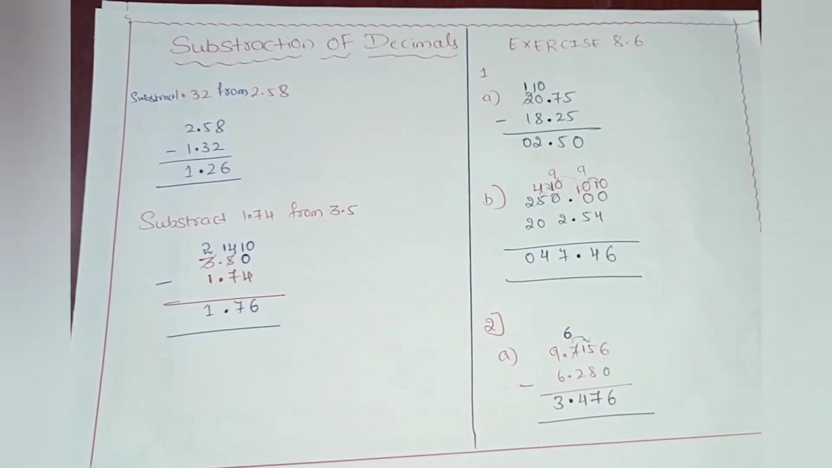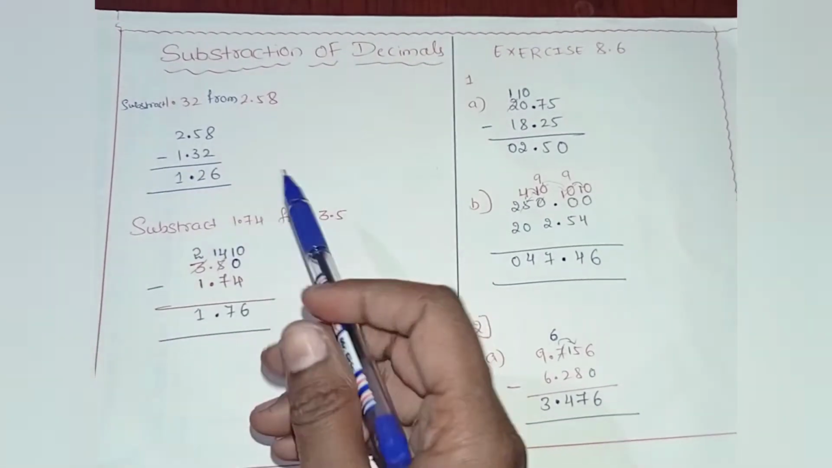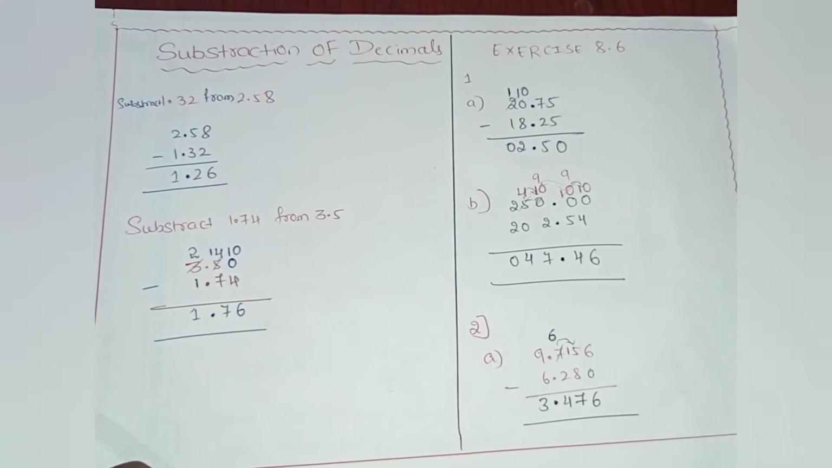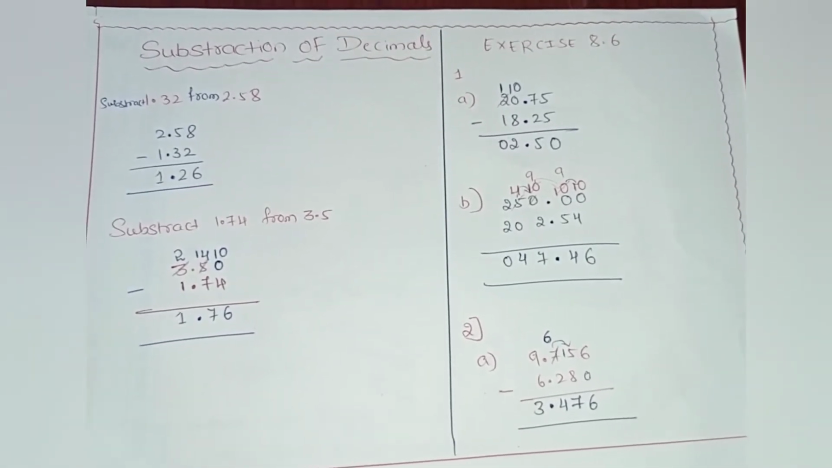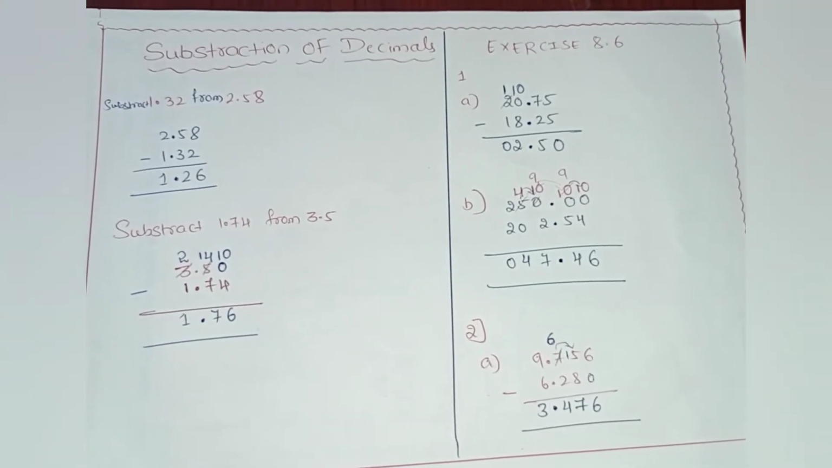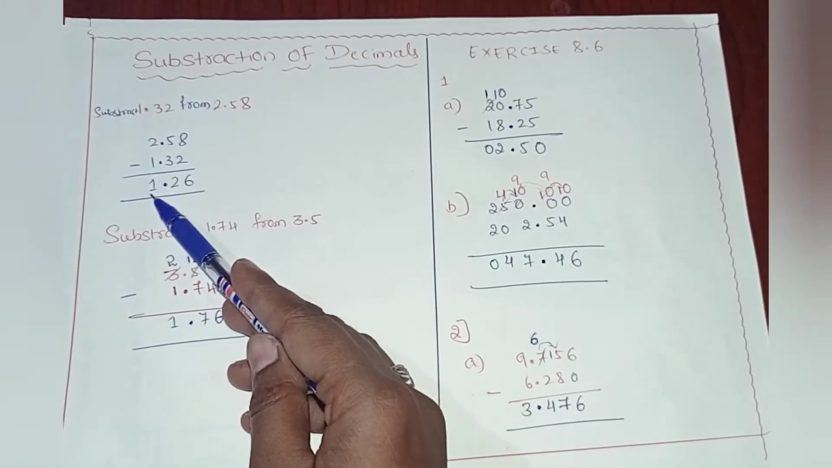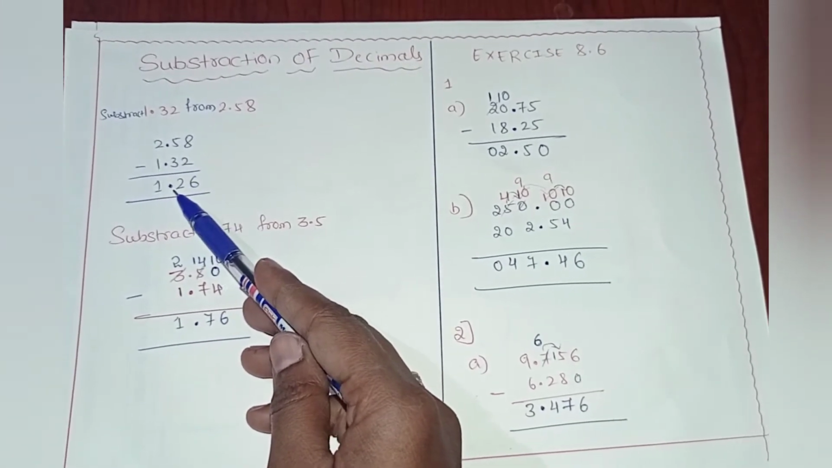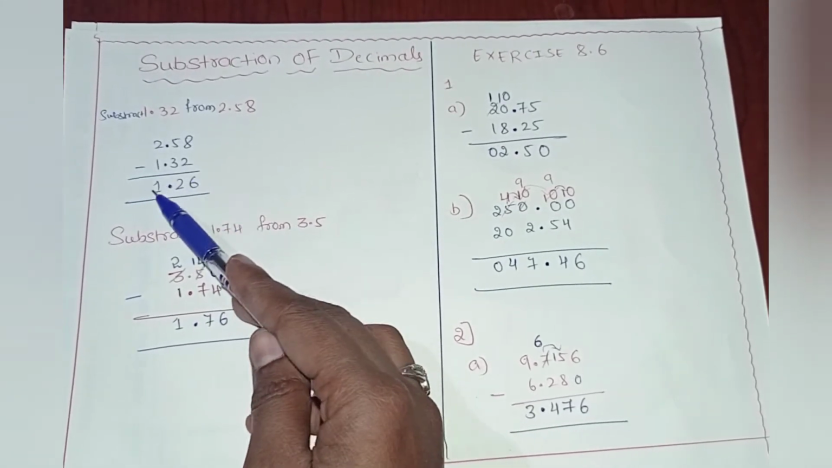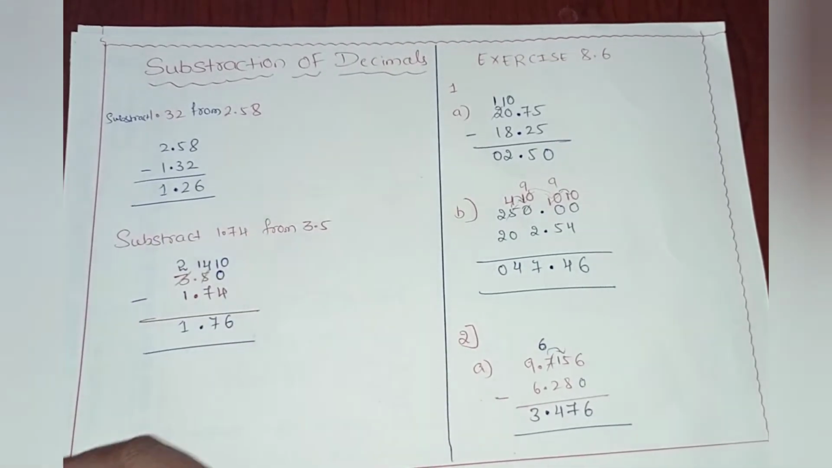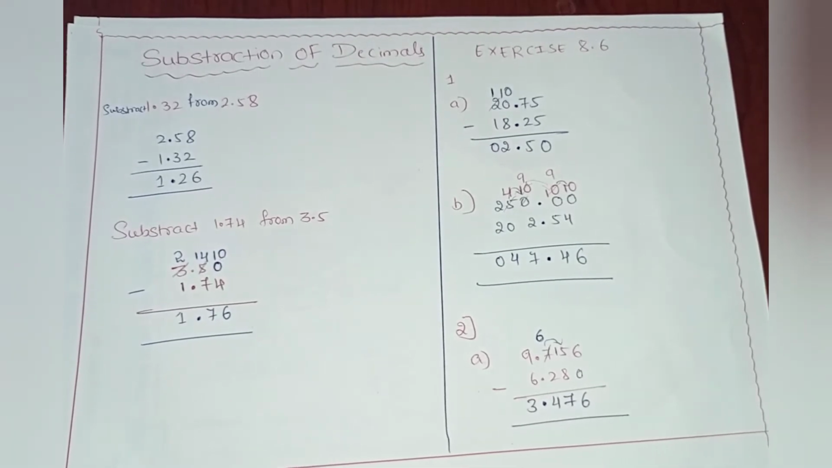Children, today's topic is subtraction of decimals. Before starting today's topic, let's recall what we learnt in the last videos. In the beginning, we learnt about the definition of a decimal number. A whole part and a fraction part separated by a decimal point is known as a decimal number. Right, children? Yes.